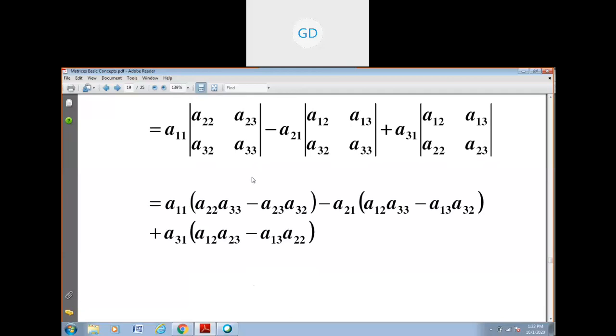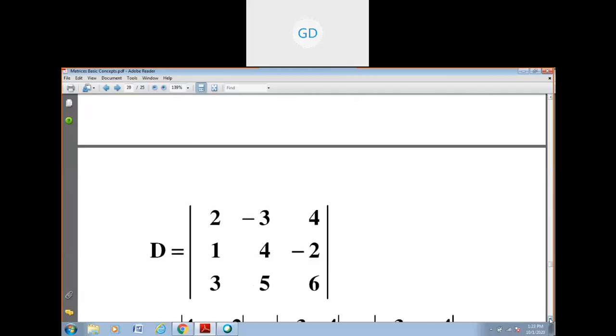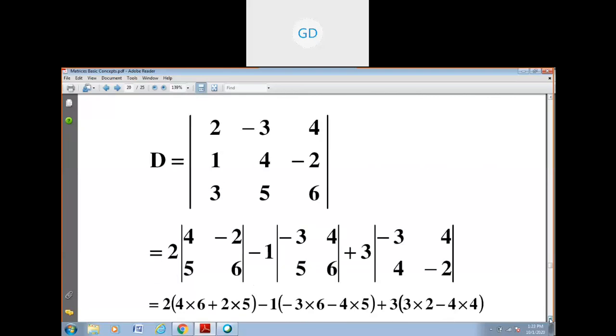So when in place of A11, A12, A13, in these places numbers will be there, then simplifying this we will have a particular number, and that is the value of the determinant. Just an example is this one. So some numbers are here. If we expand this determinant, then we'll be having like this.